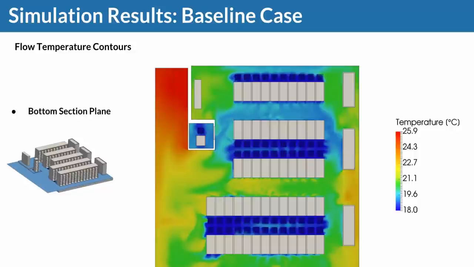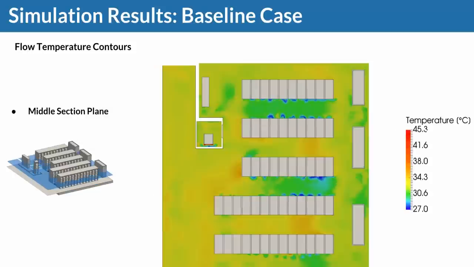This is another section. This time we are looking at the temperature profile very close to the floor, so that, well, we confirm that there is some circulation going on and that we are actually trying to input a certain amount of hot air.